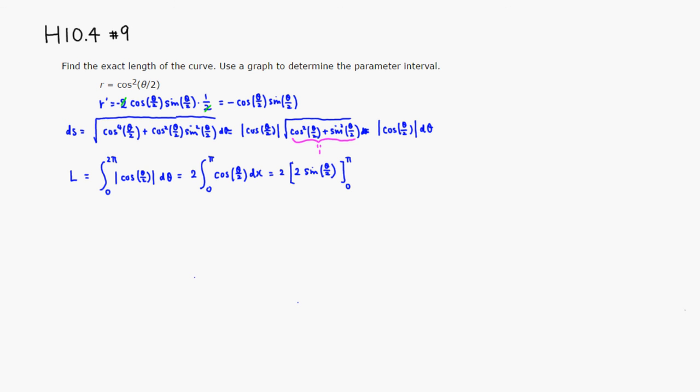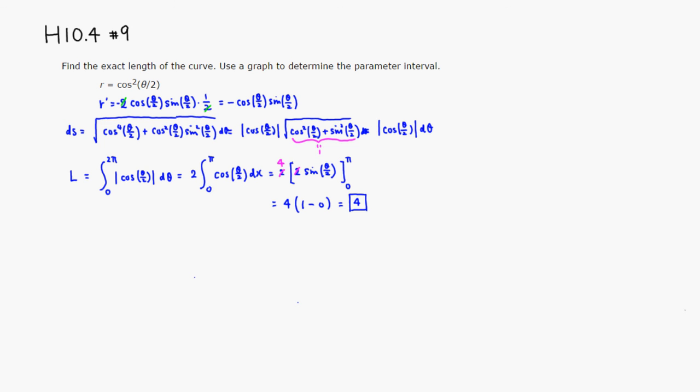The first thing I would do is combine 2 and 2, so I would just put 4. So this is going to give us 4 times sine of pi over 2, which is 1, minus sine of 0, which is 0. Therefore, we get 4. So the length of this arc is going to be equal to 4.